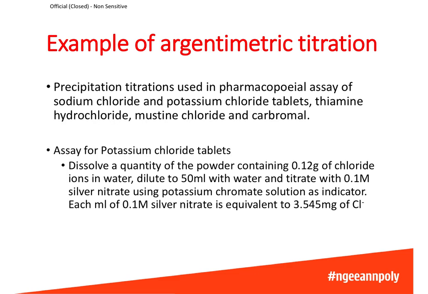Precipitation titrations are used in the pharmacopoeia assay of sodium chloride and potassium chloride tablets, thiamine hydrochloride, mustine chloride, and carbamyl. Here's an example. For the assay of potassium chloride tablets, a quantity of the powder containing a certain amount of chloride ions is dissolved in water and diluted. This is then titrated with silver nitrate, and the indicator used is potassium chromate. So this is a direct titration.